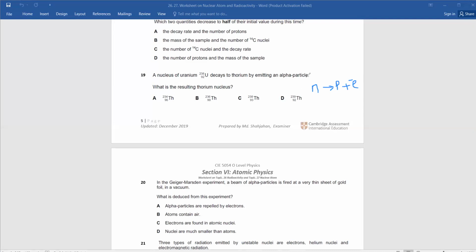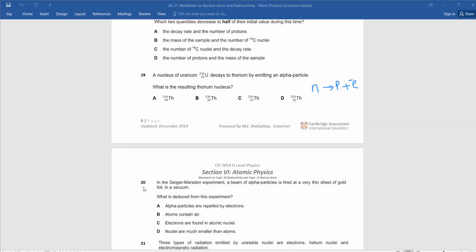Now we are going to the next one. Can you read the next one, Ifaz? In the Geiger-Marsden experiment, a beam of alpha particles is fired at a very thin sheet of gold foil in a vacuum. What is deduced from this experiment? A. Atoms contain air. B. No. আচ্ছা, nuclei much smaller than atoms.